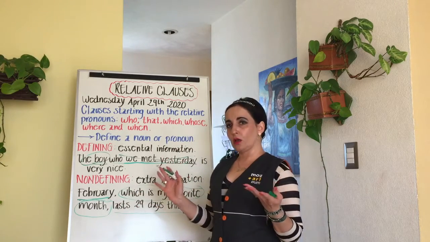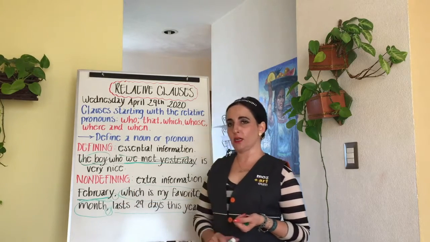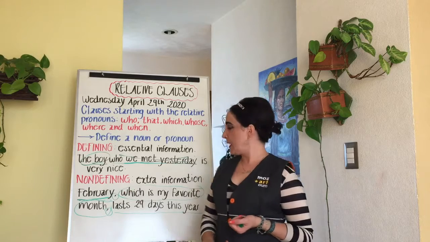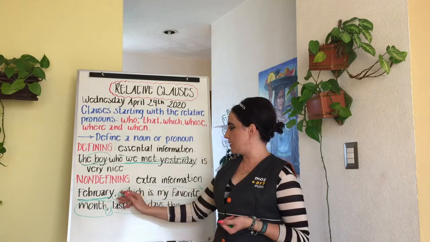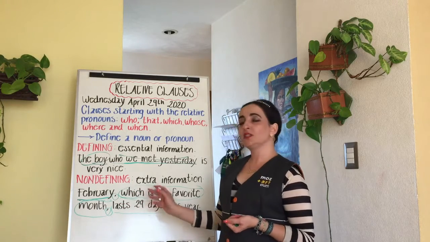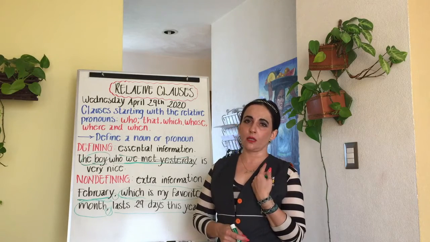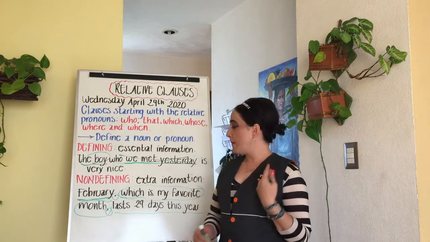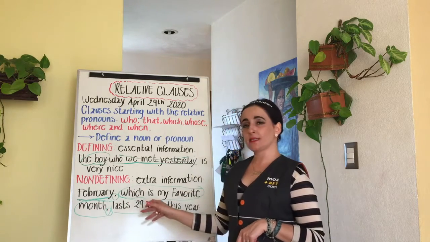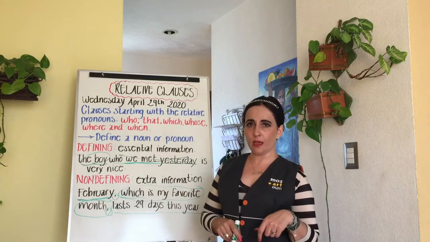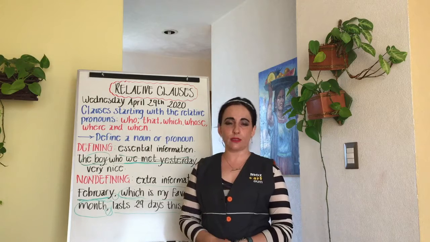Remember, before a non-defining relative clause and after it, we have to put a comma. And the relative clause begins with a relative pronoun, in this case which, and I'm just adding more information. I'm saying that February is my favorite month of the year. But that's not the most important thing. The most important thing is that it lasts 29 days this year, okay? So this is the main difference between these two relative clauses.